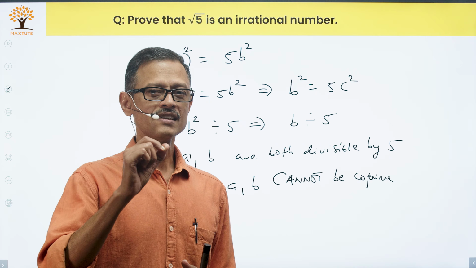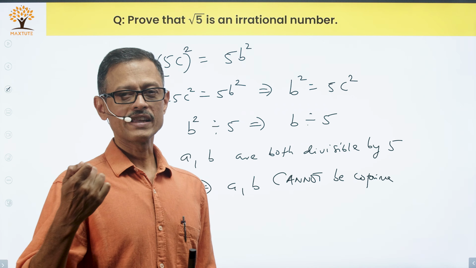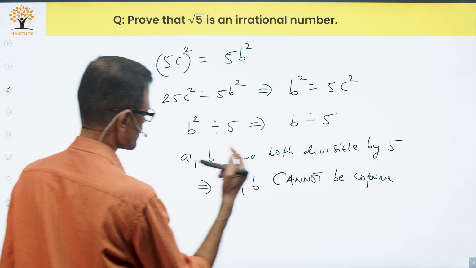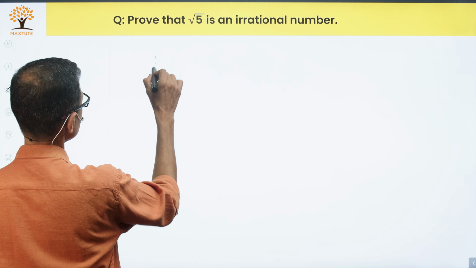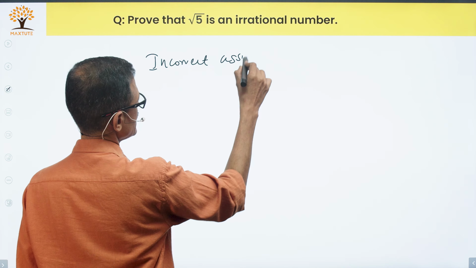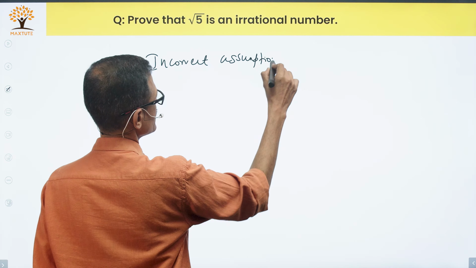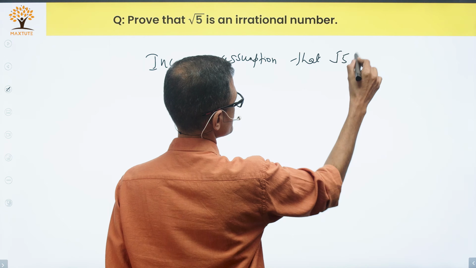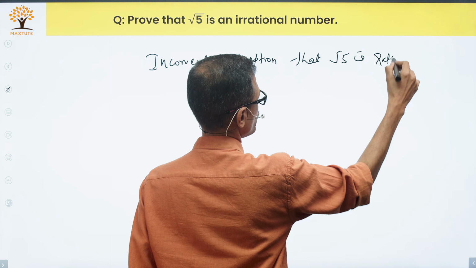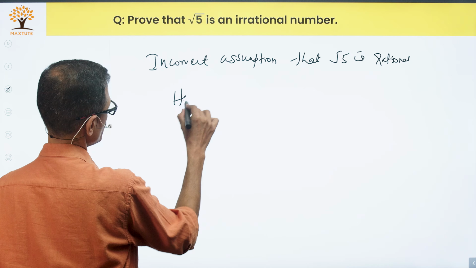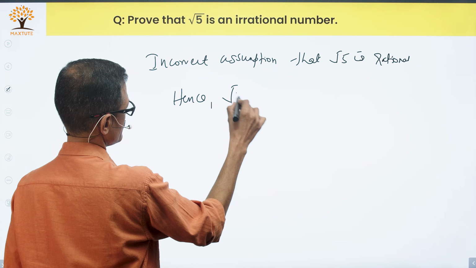What is wrong in this thing? Our initial assumption that root 5 is a rational number, right? Because this contradiction is happening. This contradiction happened because of an incorrect assumption. What is the incorrect assumption we made? The incorrect assumption that root 5 is rational is why we are seeing this contradiction. Hence we have proved that root 5 is an irrational number.